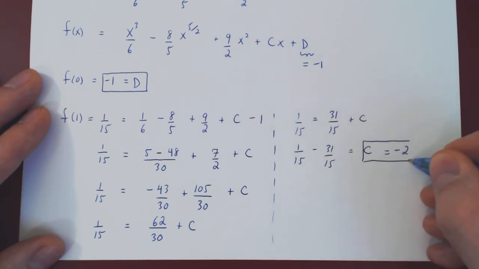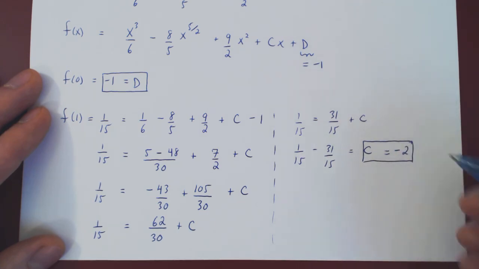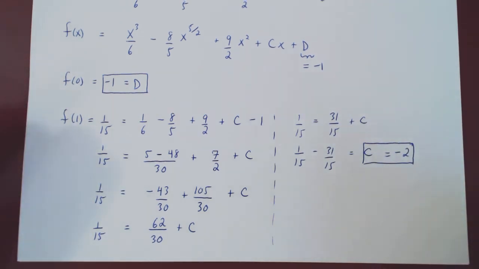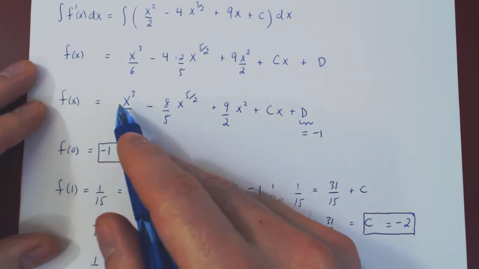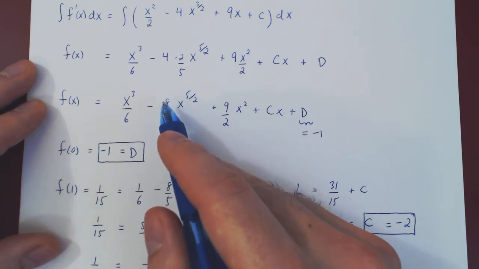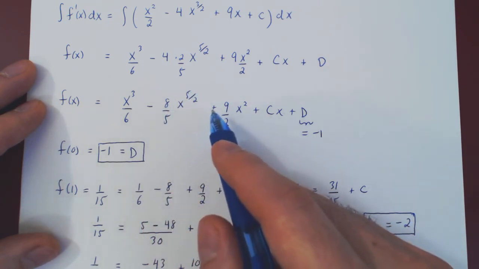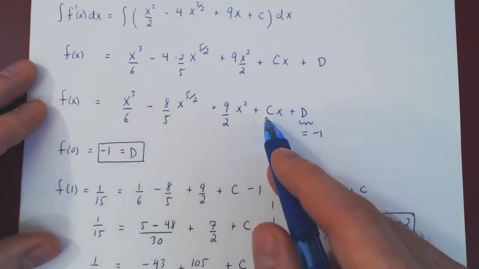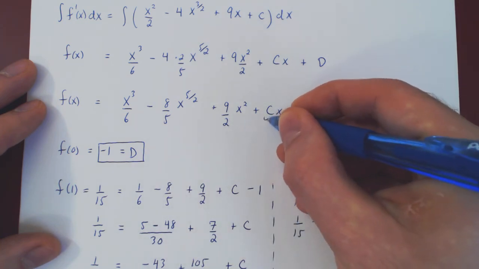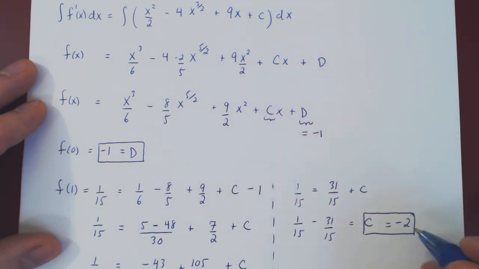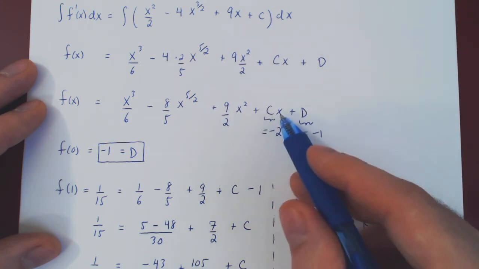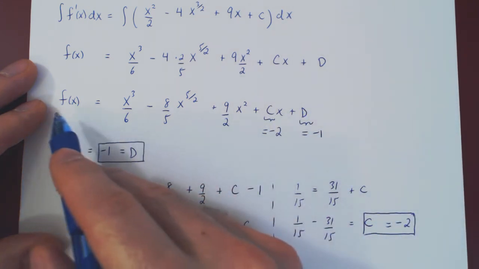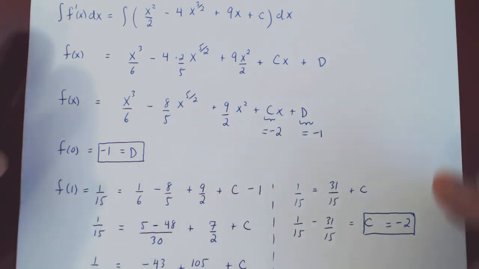And now we have the value for c, and we can go back and give our final answer. So f of x is x cubed over 6 minus 8 over 5 x to the 5 half plus 9 over 2 x squared plus cx, but c is simply negative 2. So we get negative 2x, negative 1, and this is now our final answer.